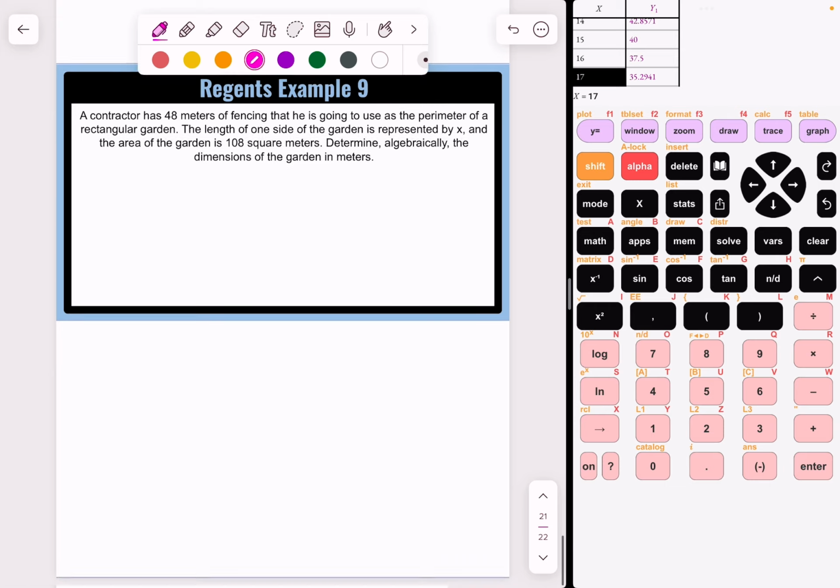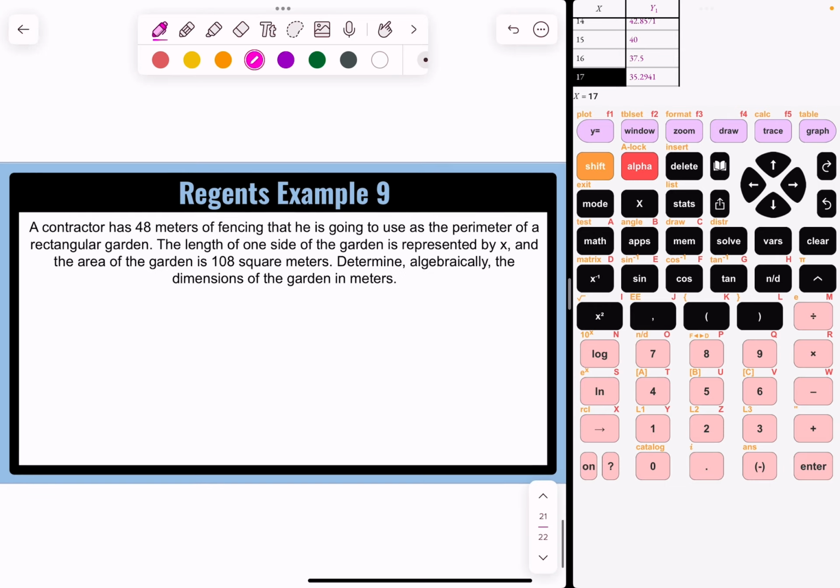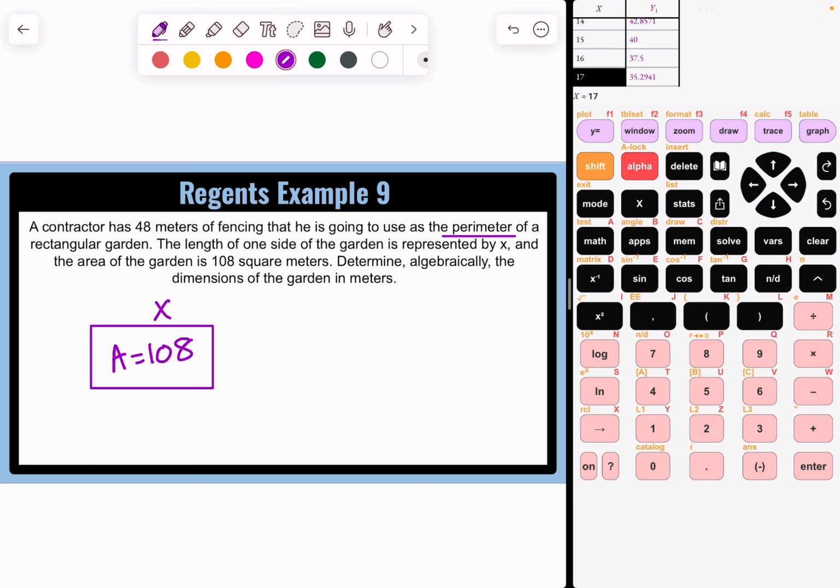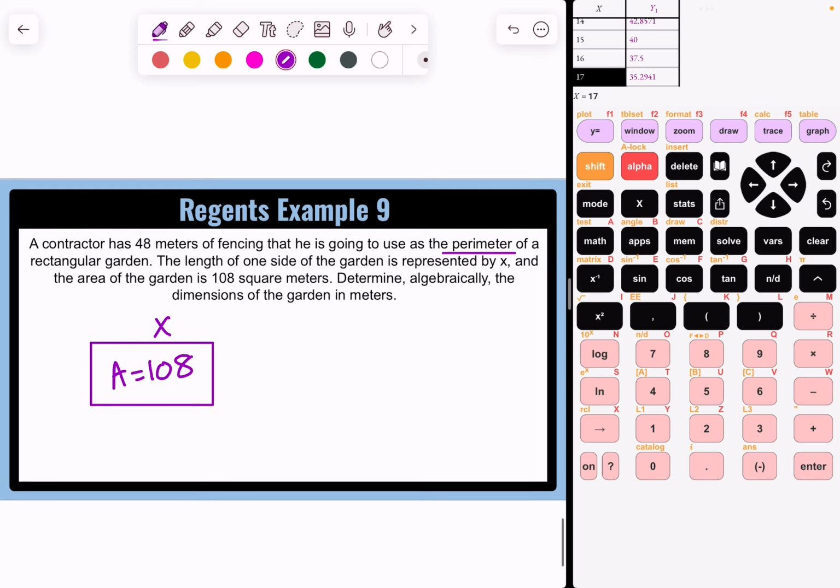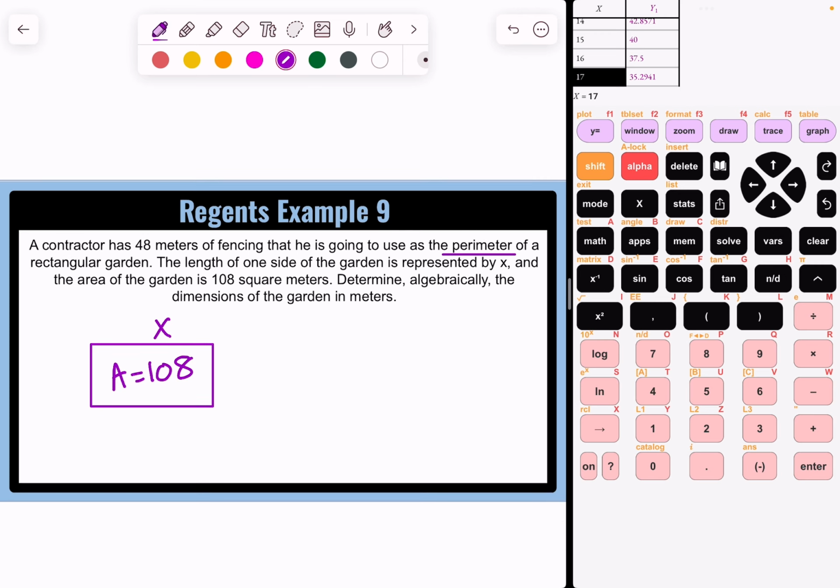And let's look at this last question we have here. A contractor has 48 meters of fencing that is going to be used as the perimeter. Perimeter means to add, of a rectangular garden. The length of one side of the garden is represented by X, and the area is 108. So let's think about it. We don't know what this one is, but a contractor has 48 meters of fencing that is going to be used as the perimeter. 48 meters.